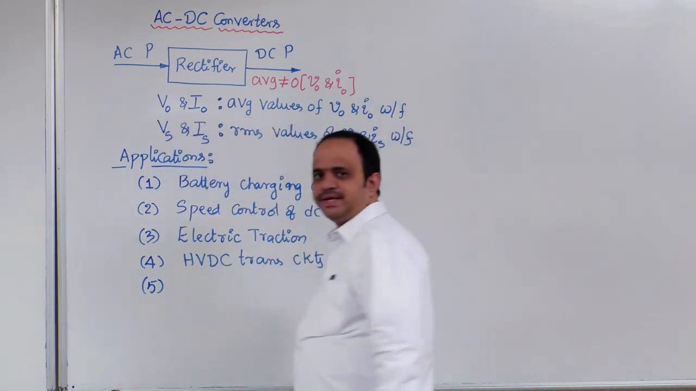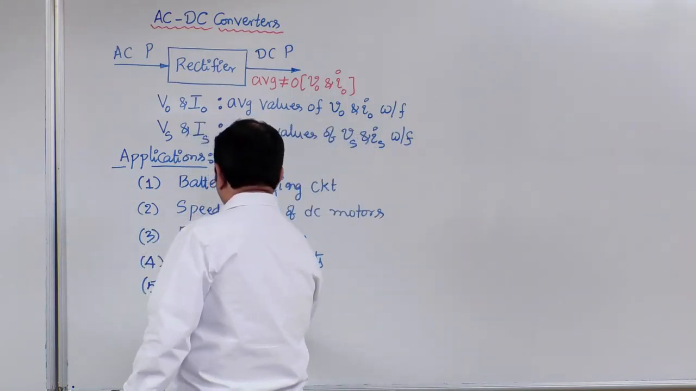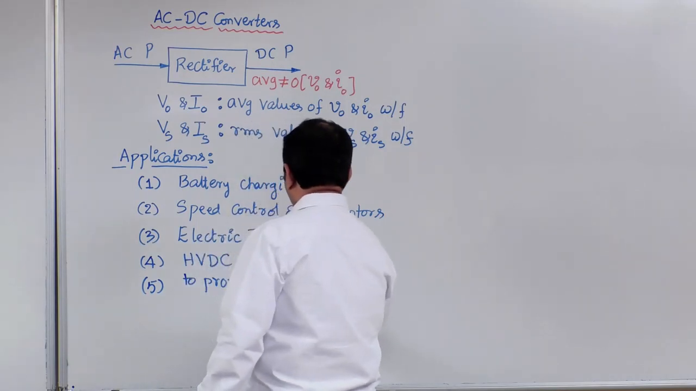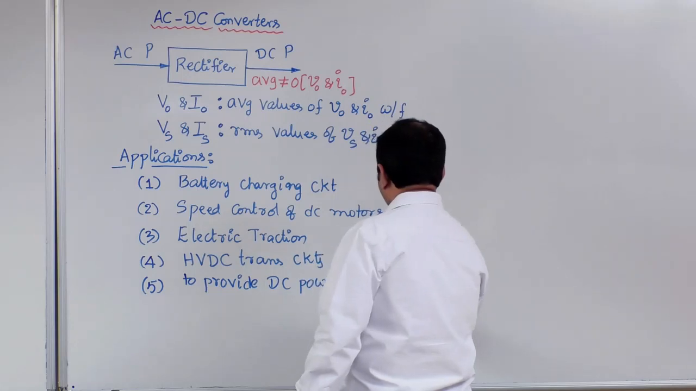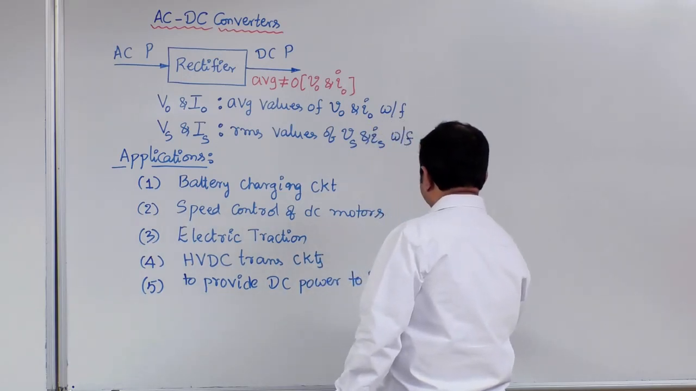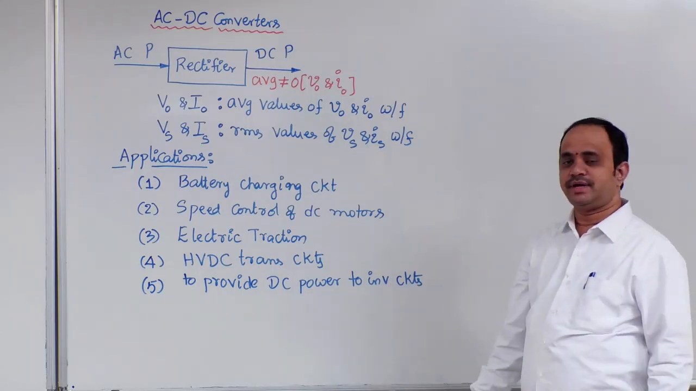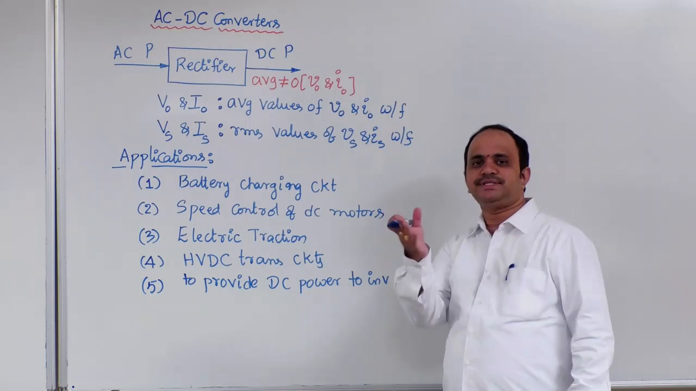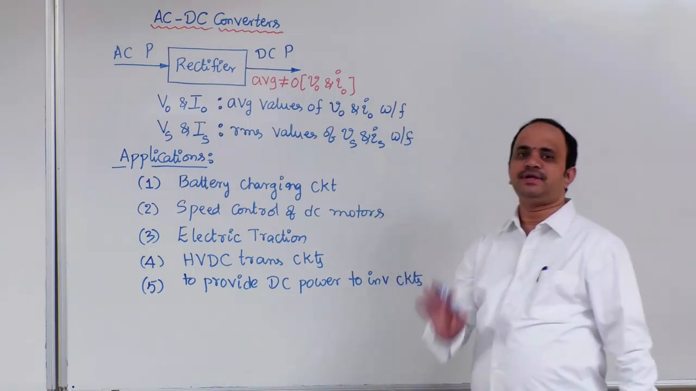Fifth application is to provide DC power to inverter circuits. Okay, this fifth point we will understand clearly again in the inverters chapter. Basically, for inverter circuits, from the previous definitions, the input is DC, and that DC power will be provided by these rectifier circuits.